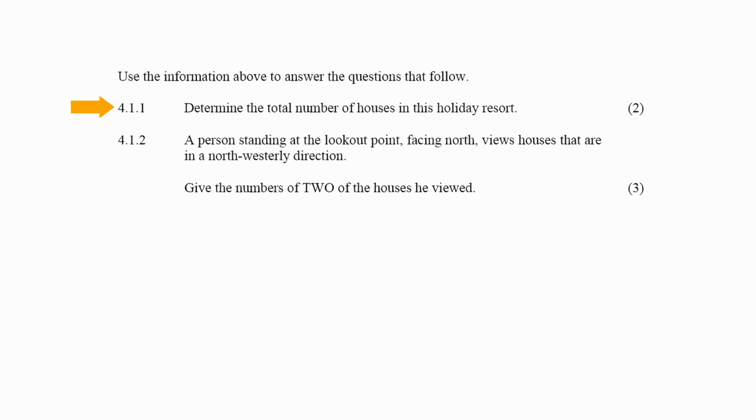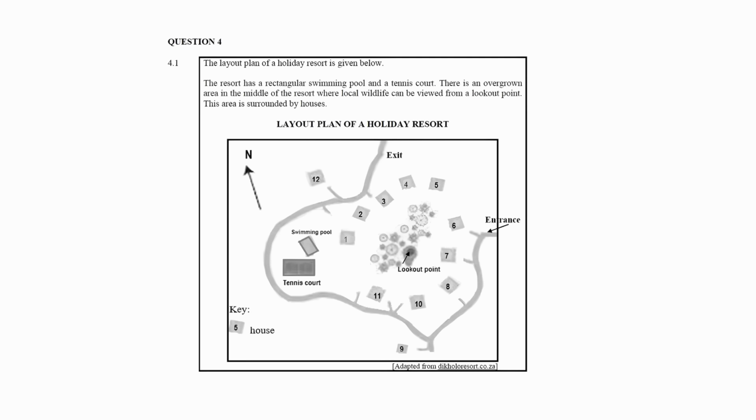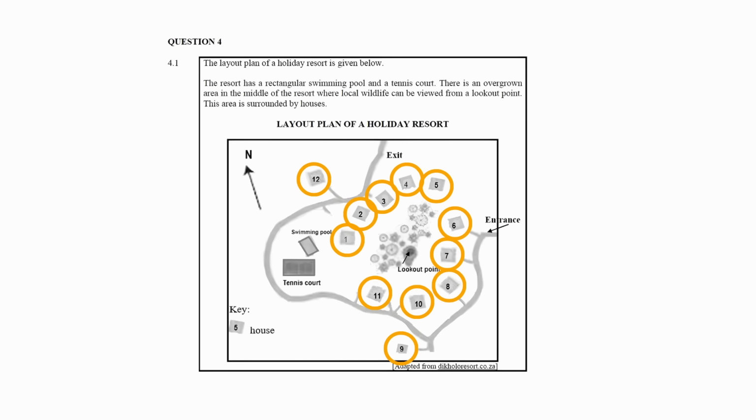In question 4.1.1, you have to determine the total number of houses in this holiday resort. Simply counting the number of houses on the plan will give us a total of 12 houses.